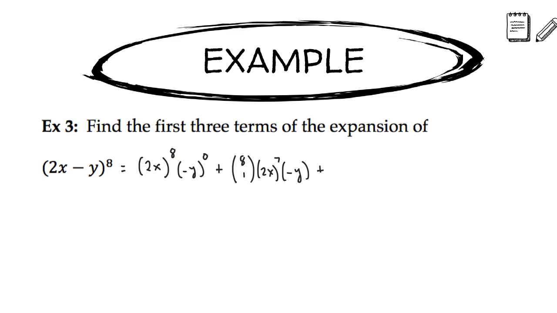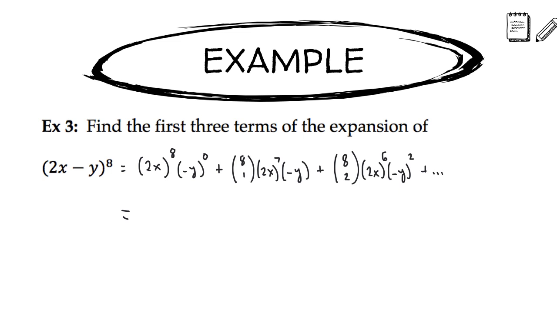The third term will be in the 8th row and the 2nd position from Pascal's triangle, and it'll have 2x raised to the 6th and negative y squared. And so we can simplify these first few terms. Let me put a ... to indicate that this would keep going along this pattern.